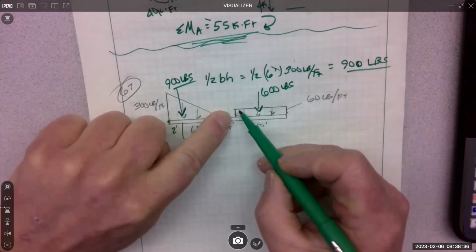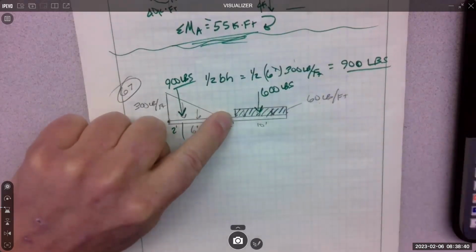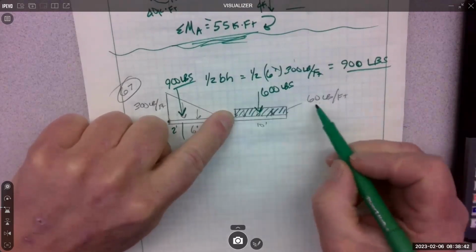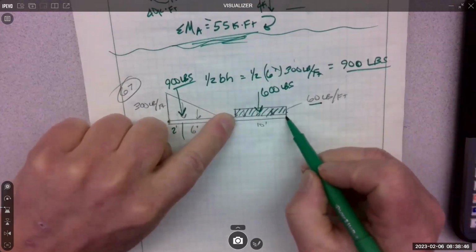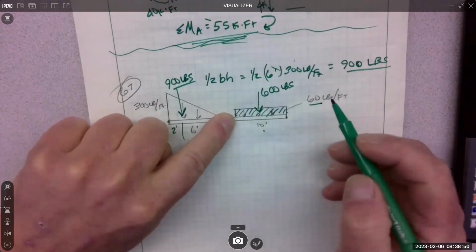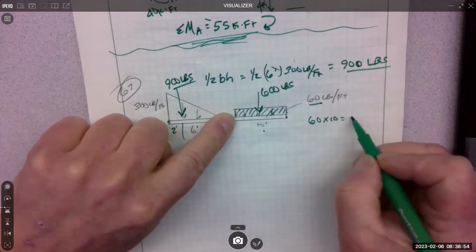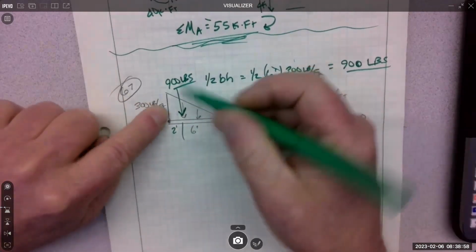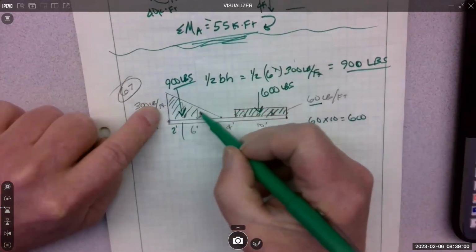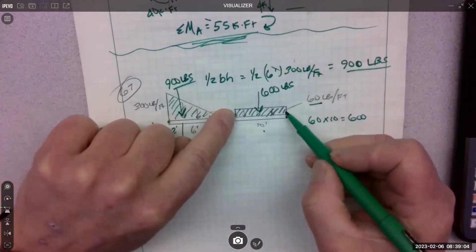What is the area of this, Ben? Right here, this thing, this distribution. The height is 60. What's the base? 10. 60 times 10. 600. Just like you did this one, you did this area. Area of the triangle. Now we do the area of the rectangle.